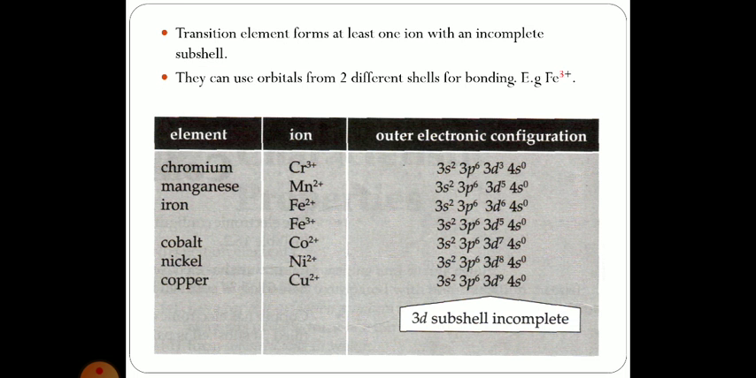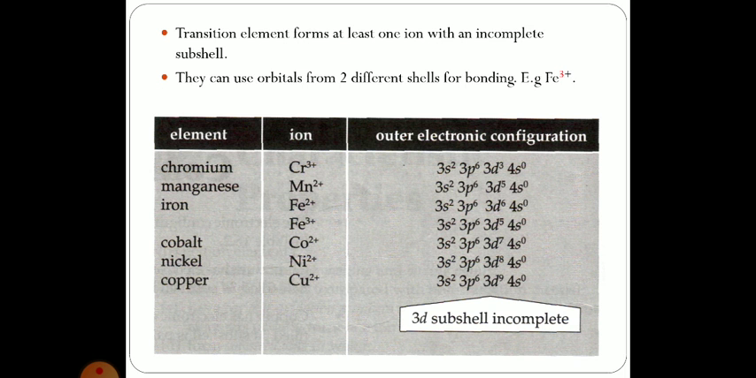Now students, transition elements form at least one ion with an incomplete d subshell. They can also use orbitals from two different shells for bonding, for example iron, Fe3+.